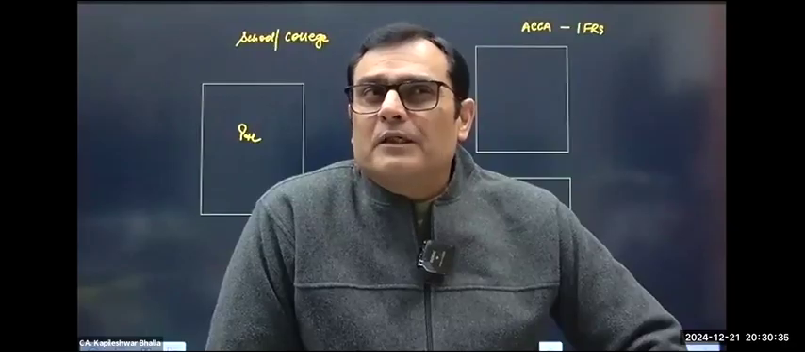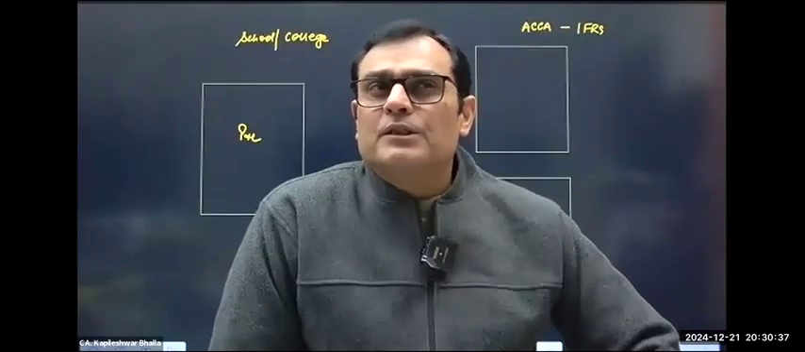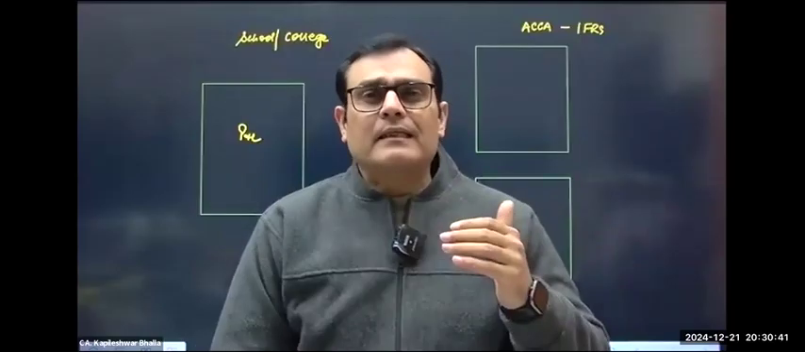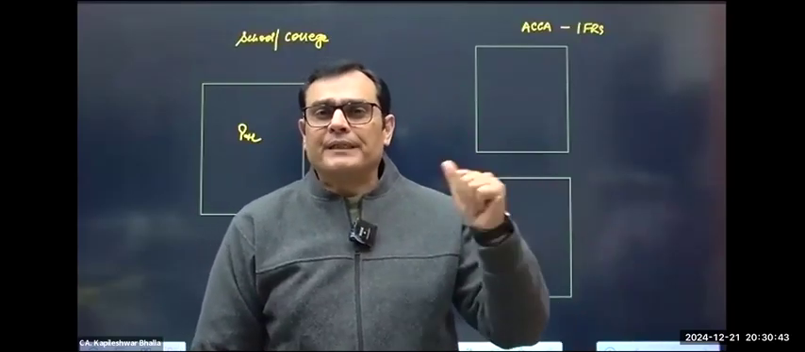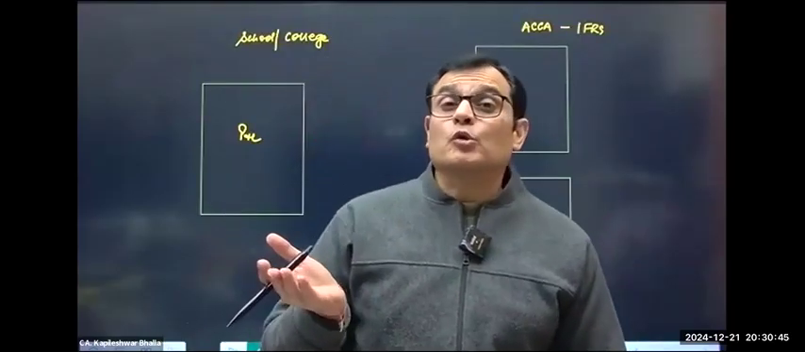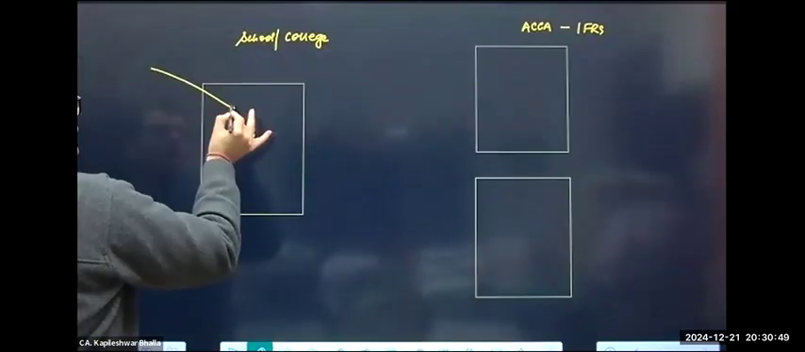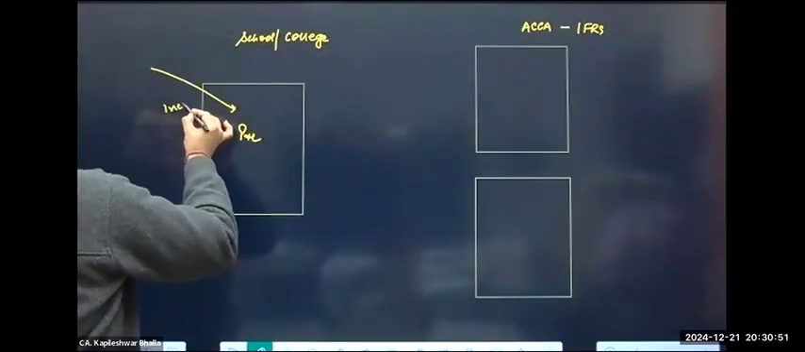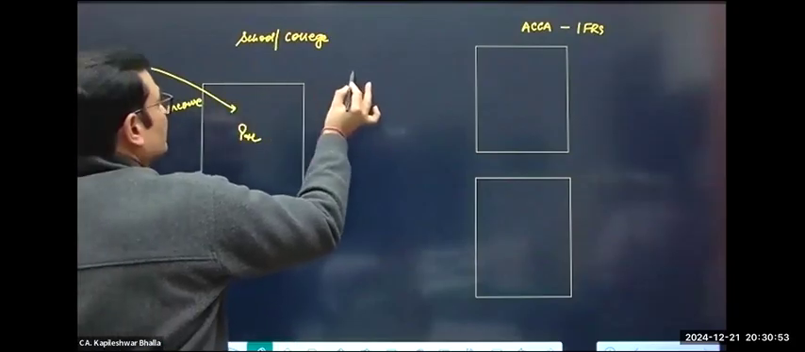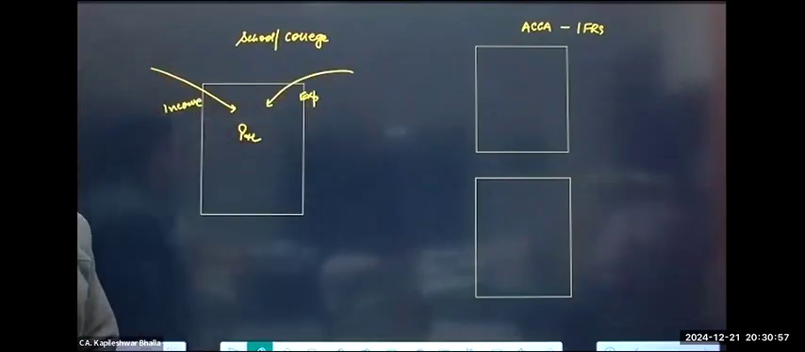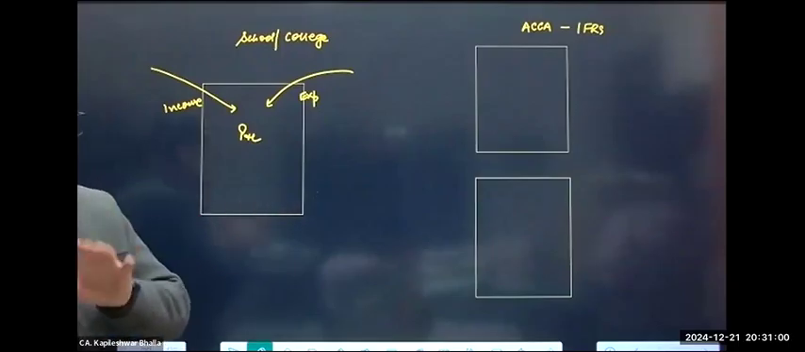You all know that a trial balance of the company has assets, liabilities, income, and expenses. The assets and liabilities go in the balance sheet, and the income and expenses go in the P&L. So in this case, we used to consider every income in the P&L and every expense in the P&L. That's how the profitability statement used to be computed.